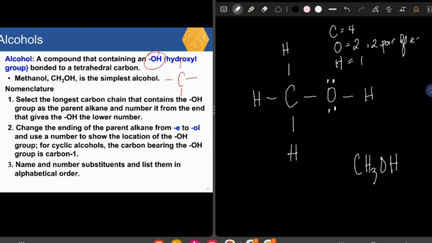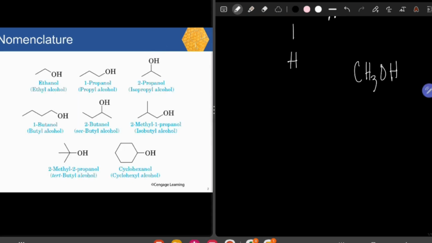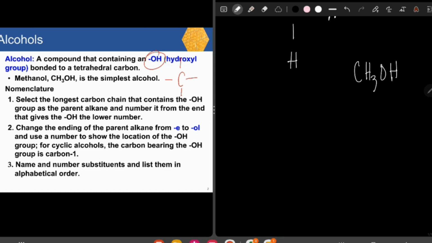Okay? Tatandaan. So, our nomenclature in our alcohol, we should select the longest carbon chain. Ganun din sa alkene-alkyne, we should select the longest carbon chain containing the OH. Okay? So, let's give an example later. And then name it as the parent alkane, and number it from the end that gives the OH the lowest number. So number two, change the ending of the parent alkane from E to ol.